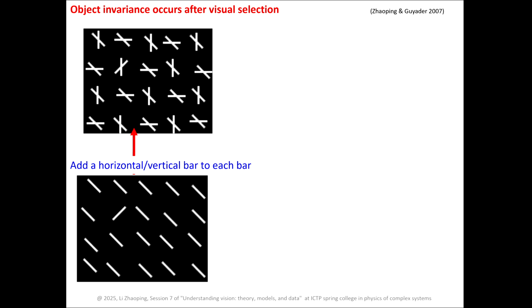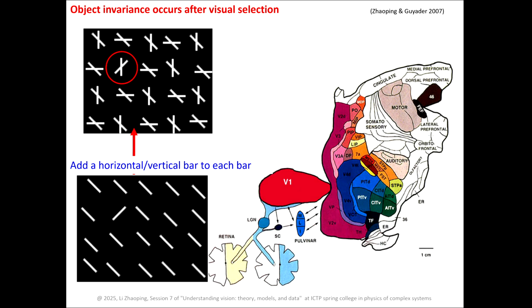Let's demonstrate that object invariance occurs after visual selection. For example, in this image, we have a unique right-tilted bar among left-tilted bars. If we superpose a vertical or a horizontal bar to each of these bars, we get this image. Now it's harder to find that unique oblique bar. It's still at the same location, but somehow much harder to find now. Why? We notice that in various visual cortical areas, V1 has neurons tuned to various orientations of these bars, and it guides attention to the uniquely tilted bar because this bar is salient by its unique orientation. This stage is visual selection by V1.